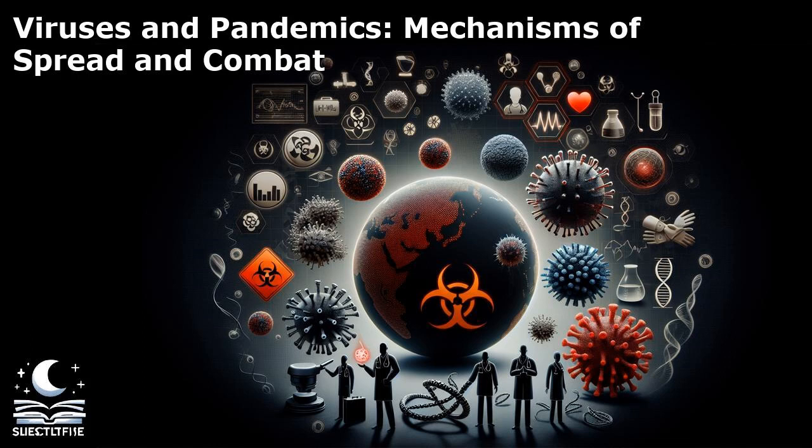Preventative measures play a crucial role in controlling the spread of infectious diseases and mitigating the impact of pandemics. One of the most effective preventative measures is practicing good hand hygiene. Washing hands with soap and water for at least 20 seconds can help remove viruses and bacteria from the skin, reducing the risk of infection. Using hand sanitizers with at least 60% alcohol is also recommended when soap and water are not readily available.